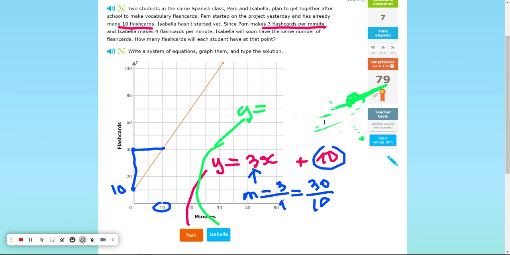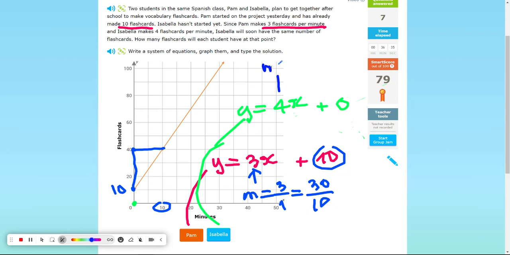All right. So Isabel hasn't started anything, so you don't have the constant number. That's 0 in the back. And then Isabel makes 4 flashcards per minute. All right, so that's 4x. So she starts at 0. Now the slope m, let's get the slope m right here. The slope m is 4 over 1.